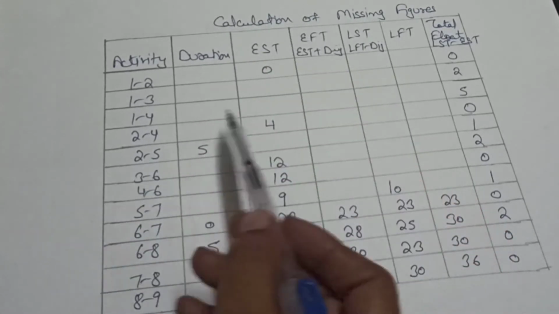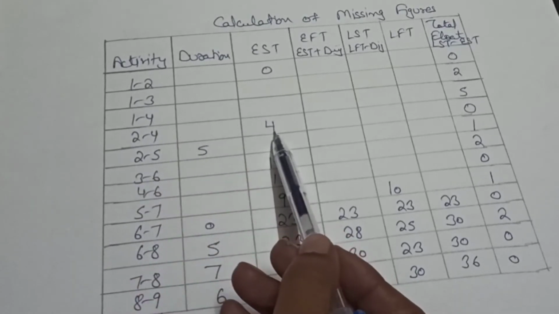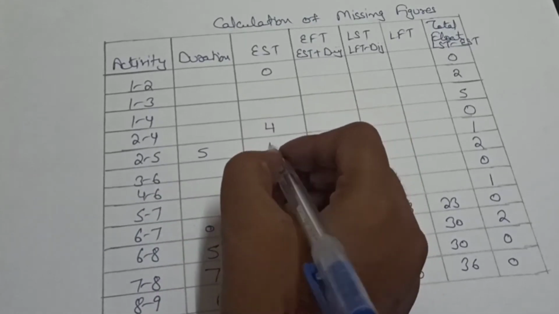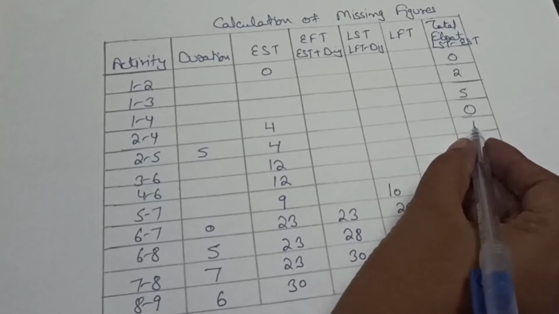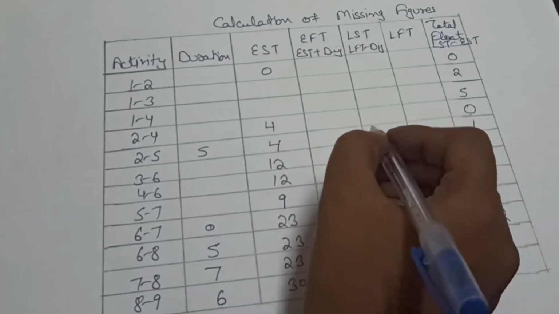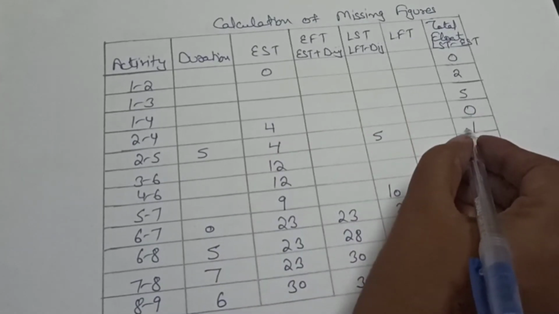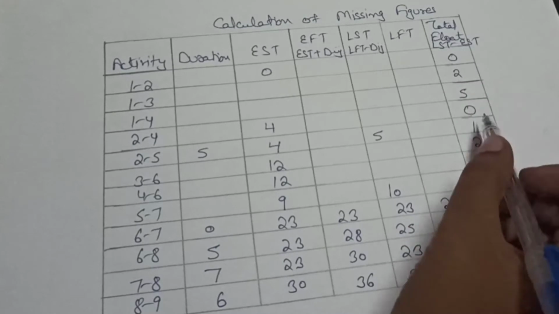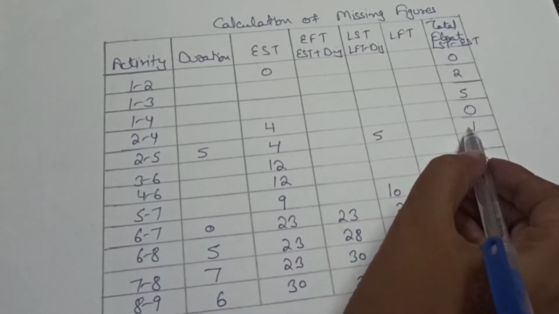Then we can notice in this chart that EST for the 2 to 4 activity is 4. So EST for this activity 2 to 5 will be 4. And we can calculate LST here because TF is equal to 1. So LST is equal to 5 because 5 minus 4 is equal to 1, as per the formula of total float: LST minus EST is equal to total float. This is 1. So 5 minus 4 is equal to 1.